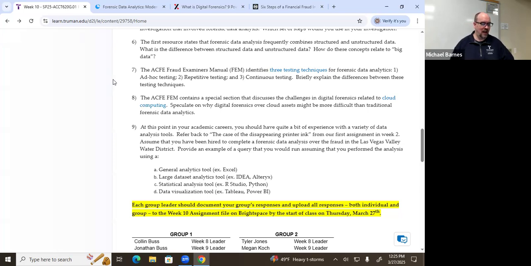So general analytics tool, what kind of query would you run for the Las Vegas Valley District fund? So remember, that was the one where the supervisor was buying ridiculous amounts of printer ink and selling it on the secondary market. Okay. So you've been assigned as the forensic investigator to understand the scope of it. How would you actually do your data analysis if you're using a tool like Excel? Okay. So we'll start with Sydney.